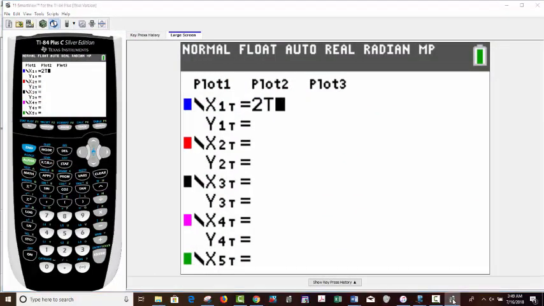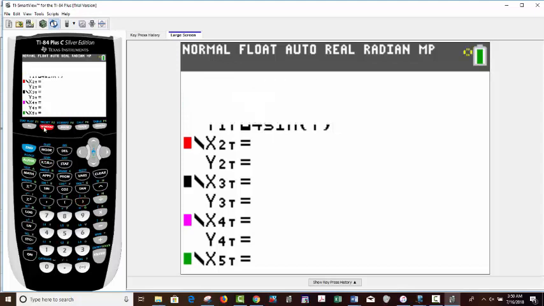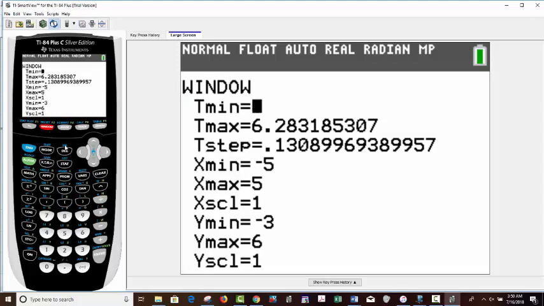So let's go back. I already have it in parametric form. Cosine, and then I hit x. X will produce t. And y is 4 sine of t. Like so. And I'll go over to my window. And it's already set at 2 pi, which is good enough.